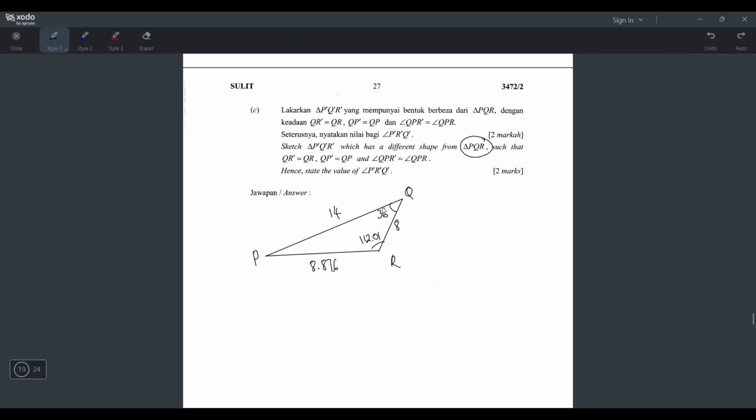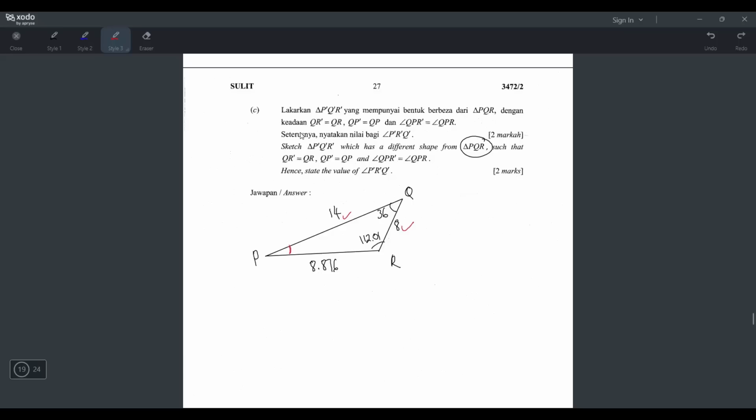Okay, let's read again what condition they have. So they give us 3 conditions here. The first condition, the QR length has to stay the same. It means this line has to stay the same. And then the QP distance also has to be fixed. So I'll just use red color. So this one has to be fixed, this one has to be fixed. And then the angle QPR has to be fixed also. So this angle is fixed, right?